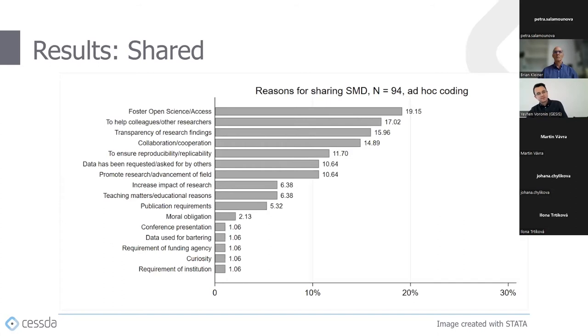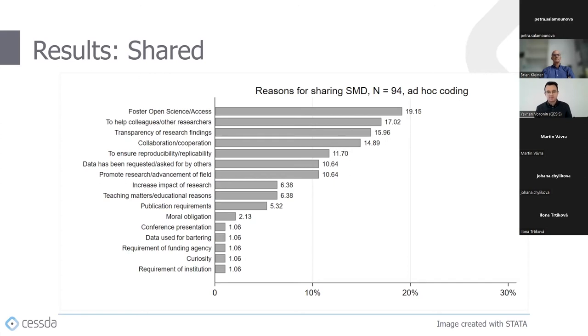So we're moving to the open-ended questions. We implemented ad hoc coding and analysis for reasons for sharing social media data that people articulated, and identified three key reasons. The first one is awareness that data sharing is a prerequisite to foster open science, transparency of research findings, reproducibility, and replicability. The second one is related to research self-interest and interest in collaboration, to help colleagues, cooperation, and other potential opportunities. And the third one is related to requirements to share the data, stakeholders' requirements, when data sharing is made obligatory for funding and/or publications.